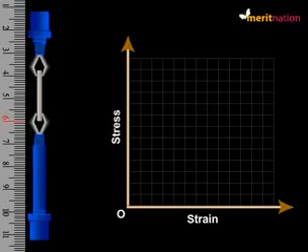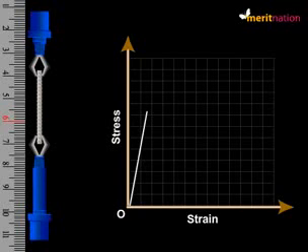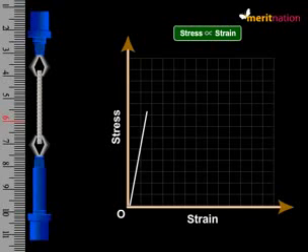Now, when the steel wire is under continuous tensile stress, as expected, it elongates. Now look at the graph. The elongation is linearly proportional to the applied stress. So this region in the graph is what it is.